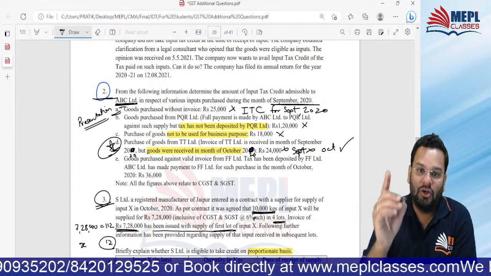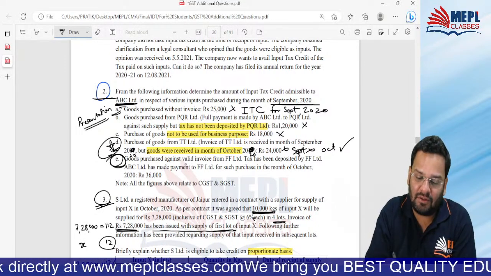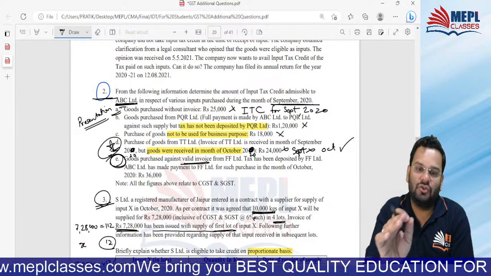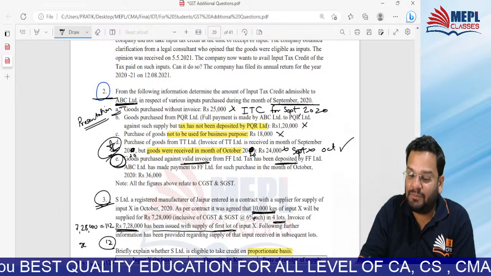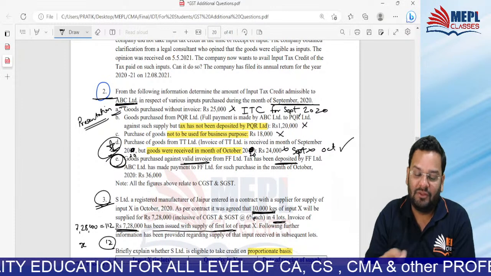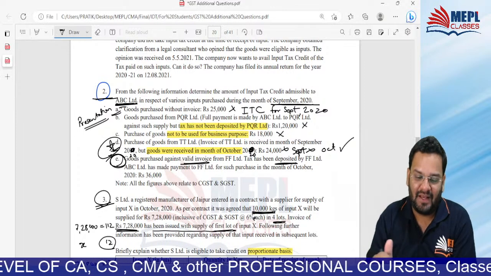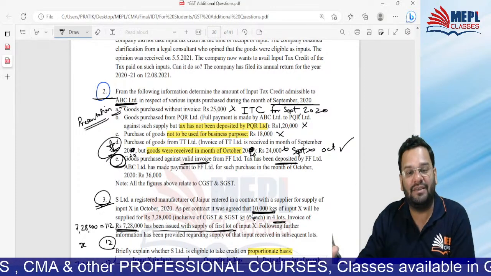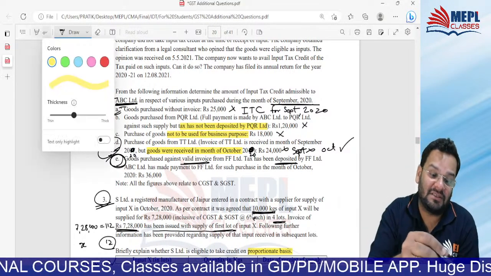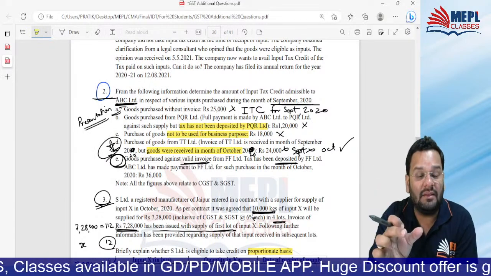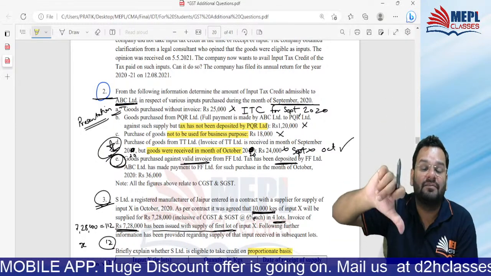See, goods purchased, I am repeating this point. Goods purchased against a valid invoice. So there is no problem. There is a valid invoice from FF Limited. Tax has been deposited by FF Limited. So tax has also been deposited by the supplier. And the recipient of supply also has a valid invoice. Yes. ABC Limited, this doesn't matter. That's what I told you. When the recipient of supply makes payment to the supplier, it doesn't matter for claiming ITC.